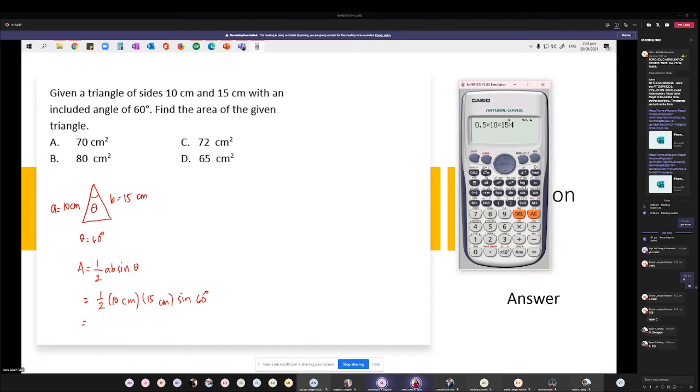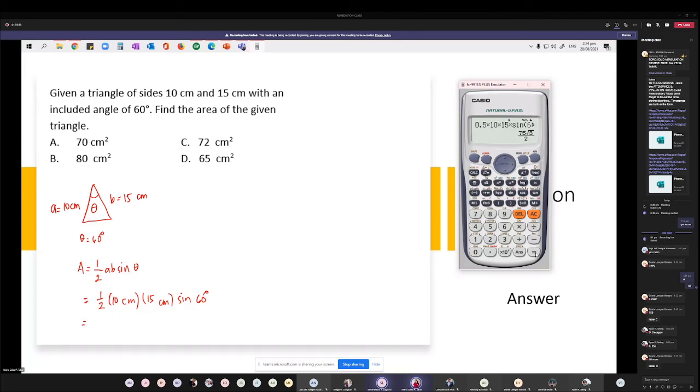Make sure to check the settings of the calculator, especially for trigonometric functions. We are already using sine here, so the mode is very critical. For sine of 60, you should not put a degree symbol. It's already in degree mode, so the angle that you are putting here is already in degrees. So, sine of 60.